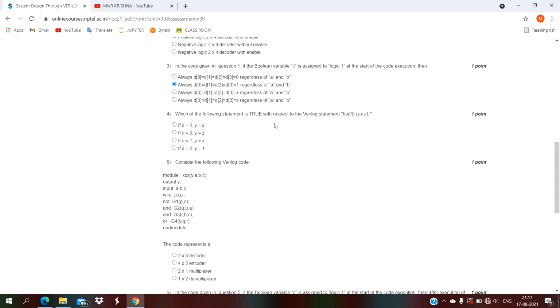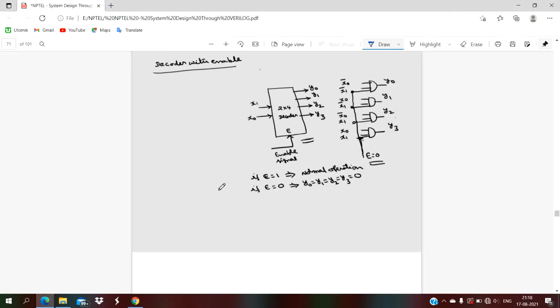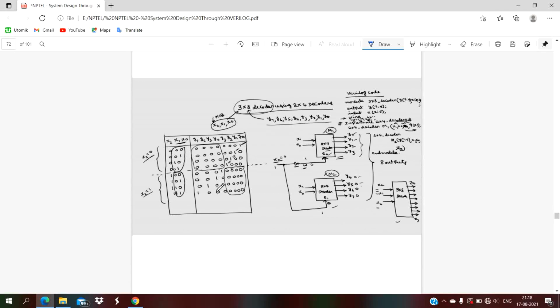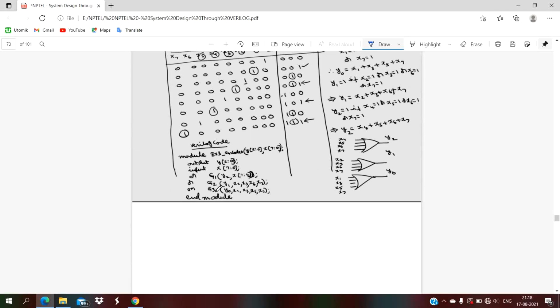Then, which of the following statements is true with respect to the Verilog statement bufif0 with Y, X, C? Actually, a buffer passes the same data. If you give the input as 0, the output is also 0. If you give the input as 1, the output is also 1. But bufif0 means a buffer with control, or buffer with enable. We can control the buffer to get the output.